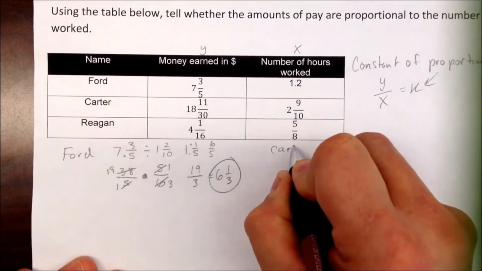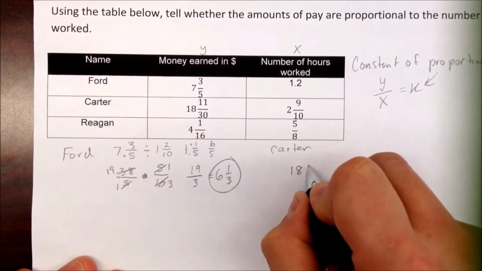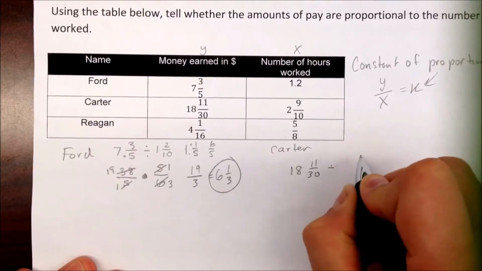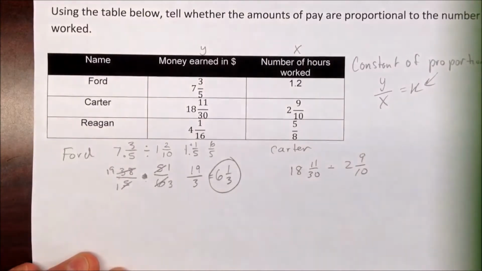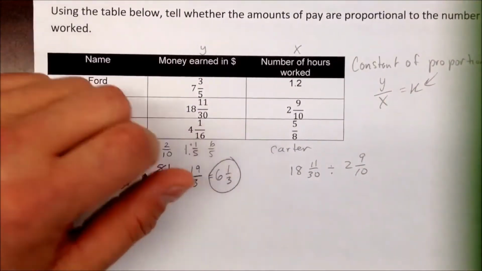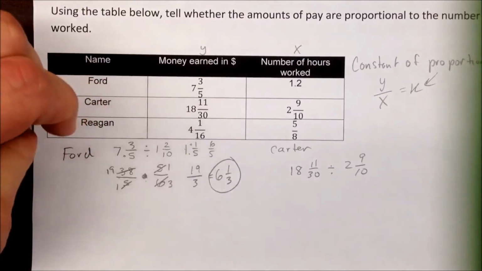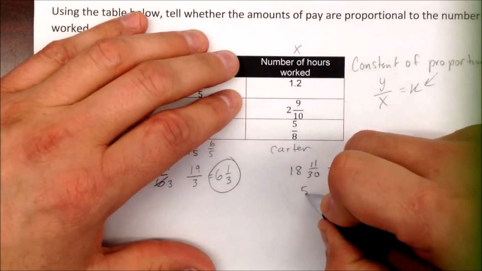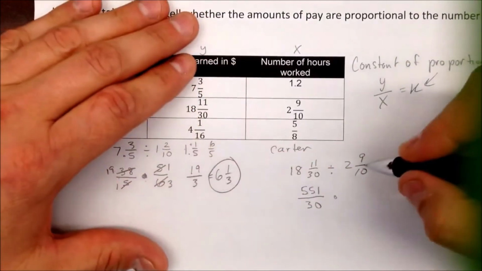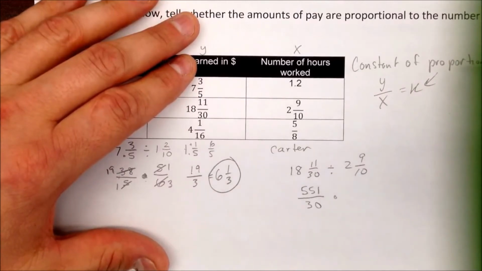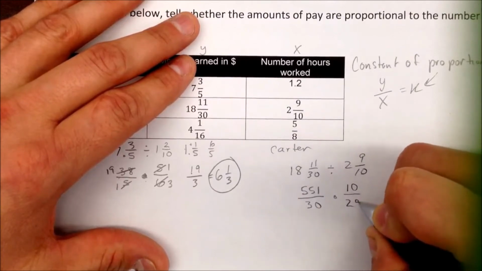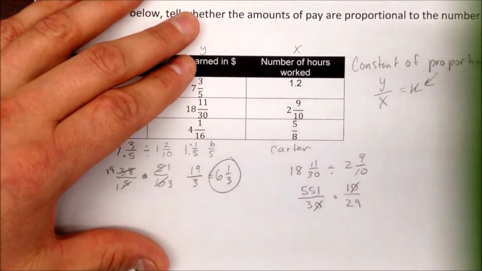Let's go to Carter now. Carter is 18 11/30 is the amount of money he earned, and that's divided by 2 9/10. So there's no reducing to do here. We can't reduce anything like we did last time with the 2/10. So we'll take 18 times 30 and add 11. That's going to be 540 plus 11, 551. 551 over 30. And we're going to change this to multiplication. So 2 times 10 is 20 plus 9 is 29/10. So we're going to go 10 over 29. Definitely can knock these zeros off here. Divide by 10 in both of those.